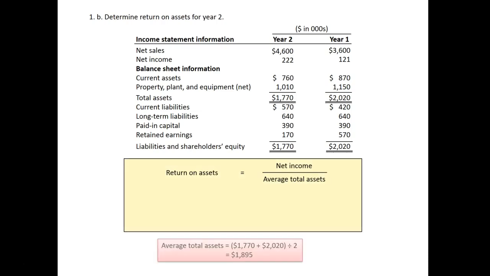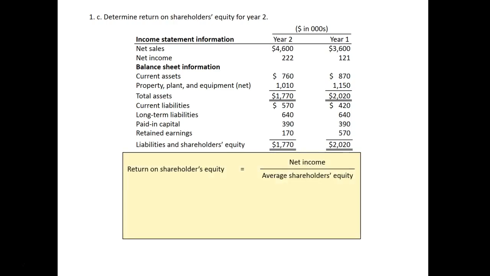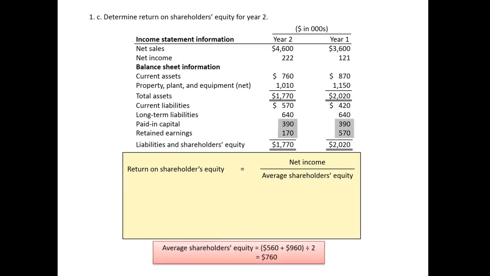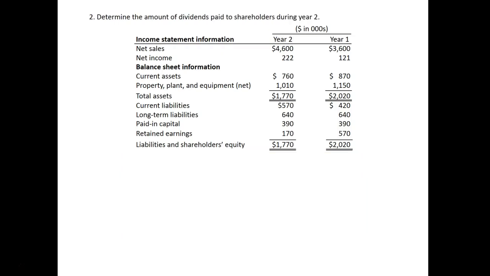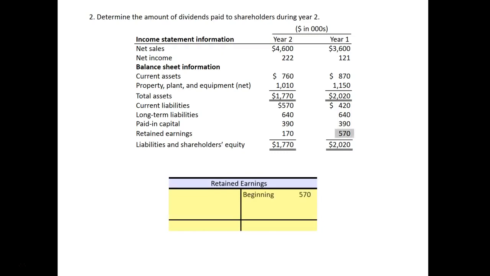Our return on assets is going to be our net income divided by our average total assets. Well, our average total assets would be what we began the year with, $2,020 plus our $1,770 divided by 2, which gives us the $1,895. So our ROA is 11.7%. Next, our return on shareholders' equity is going to be our net income divided by our average shareholders' equity. We take the beginning of the period plus the end of the period, divide that also by 2. Our return on shareholders' equity is 29.2%.